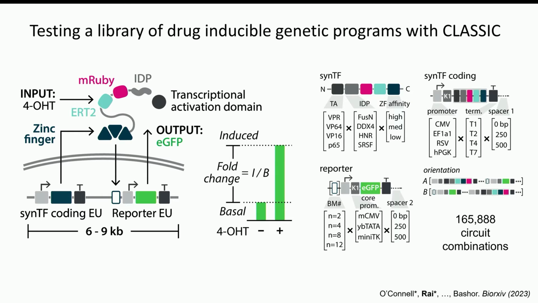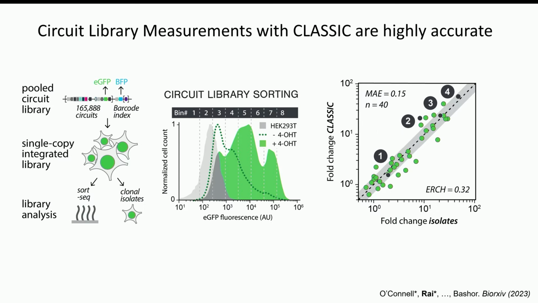As I mentioned before, we changed a bunch of features. Doesn't matter what for now. I'm happy to talk about this in more detail if someone has a question. But we produced 166,000 different circuit combinations using our approach. We put them into cells and put it on a flow cytometer, which is this set of histograms in the middle here. The dotted line is the behavior of the library without any inducer, and the solid green is the behavior when you add the inducer.